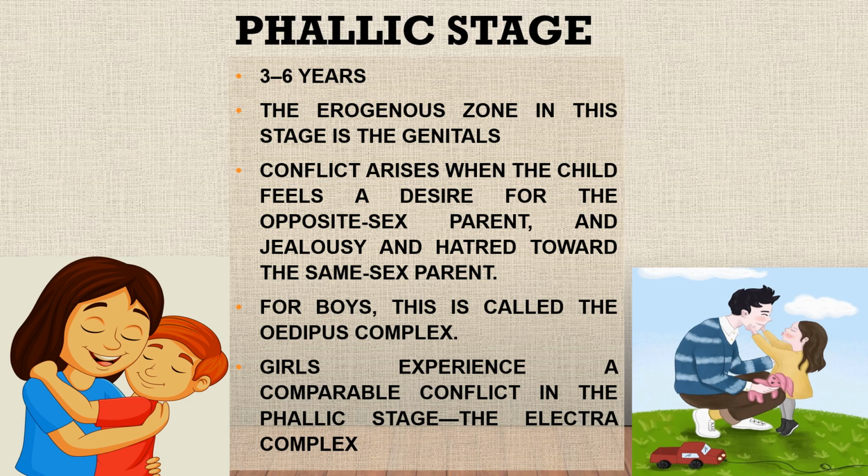Girls experience a comparable conflict in the phallic stage, the Electra complex. The Electra complex is often attributed to Freud, but it was actually proposed by Carl Jung. A girl desires the attention of her father and wishes to take her mother's place. That is Electra complex. Jung also said that girls are angry with the mother for not providing them with a penis. Hence the term penis envy.